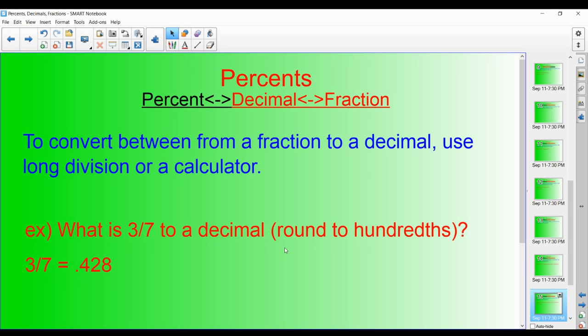And the most important thing is make sure we read directions. It says round to the hundredths place. It says 2 decimals, so it's 0.43. In money, we're going to want to round to 2 decimals. And a lot of times, 2 decimals suffices.